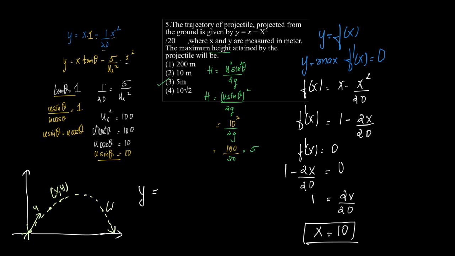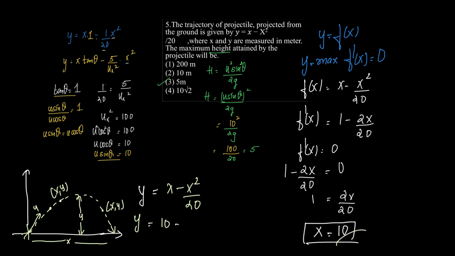Every point on this trajectory is x comma y, where x represents the horizontal displacement and y represents the vertical displacement. Now that y in terms of x is given to be y is equal to x minus x squared by 20. So what would be y at x equal to 10?